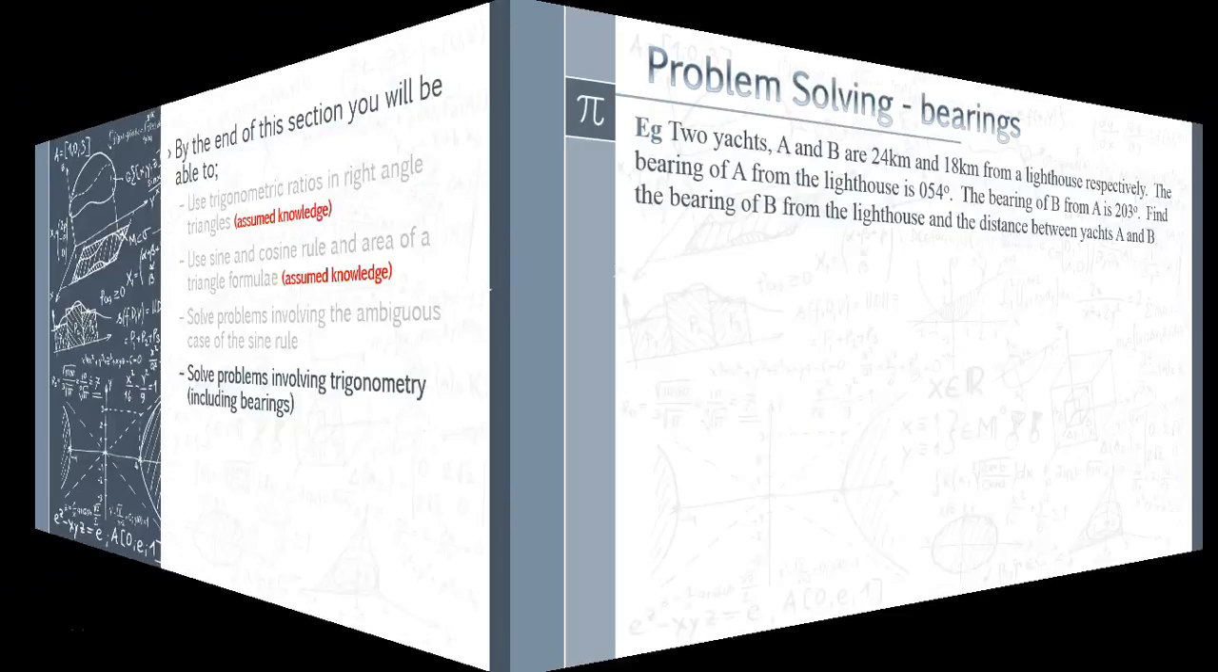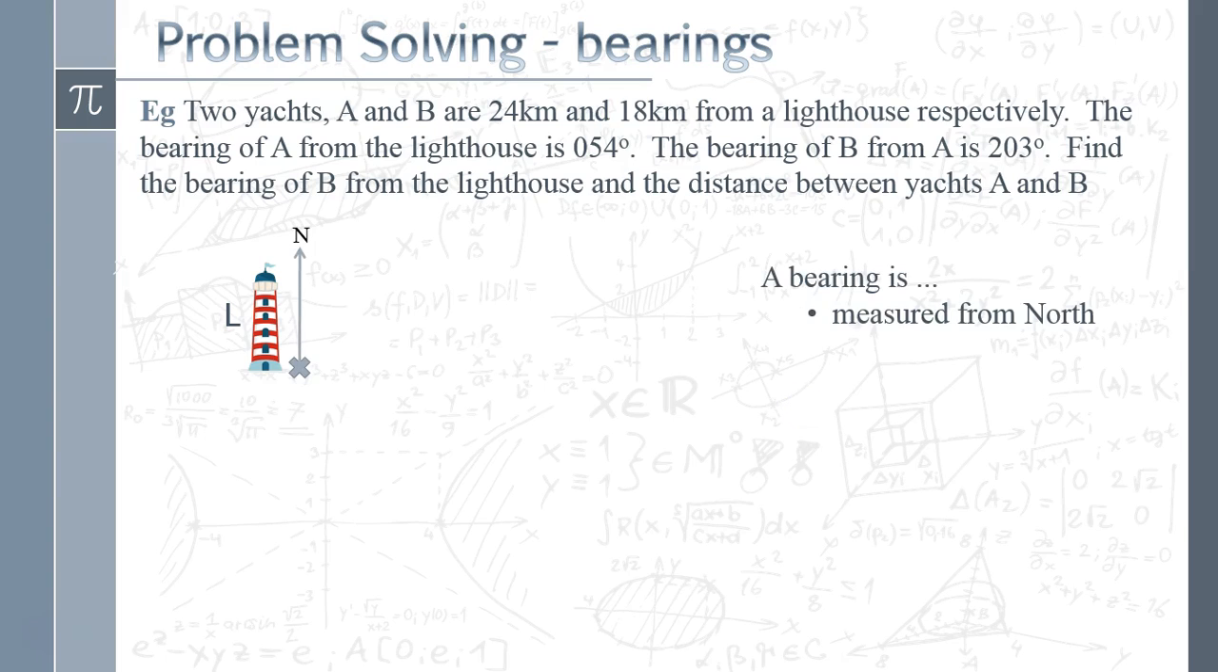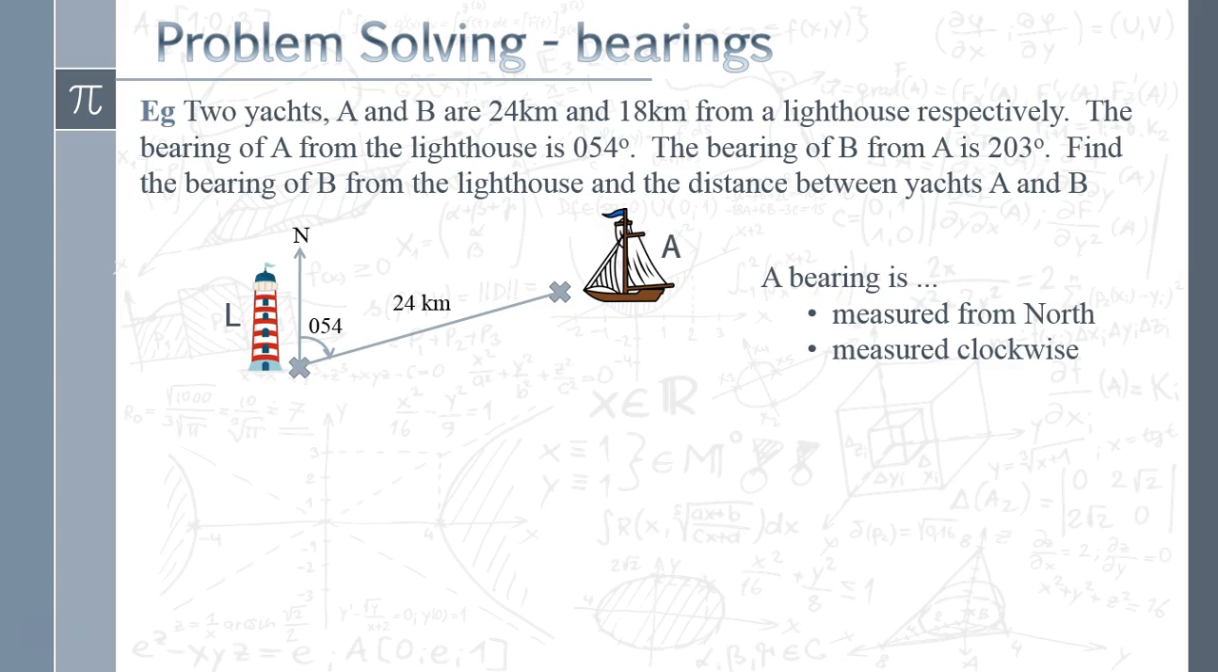So here we go. First example, so you can read the question for yourself. You've got a couple of yachts, and we've got some information about where they're located relative to a lighthouse. So first thing to do with this is just to take that information from the question and turn it into a diagram. So I've got my lighthouse. Quick reminder, bearings are measured from north and always measured clockwise. So there's a bearing of 054, 24 kilometers away, and there's my first yacht A.